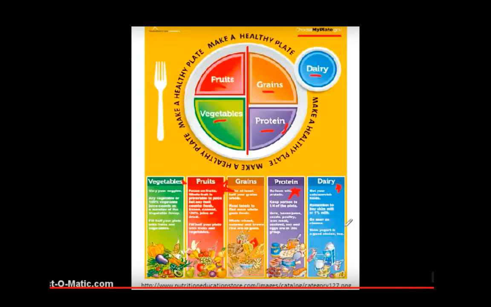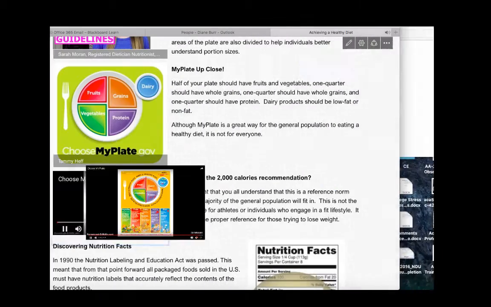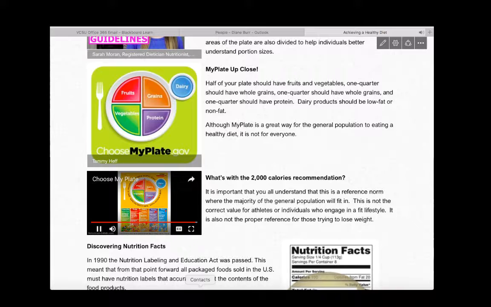And if you have any more questions, I would recommend that you go to the website, again, choosemyplate.gov, and they have lots of great resources, and I hope you enjoyed this.